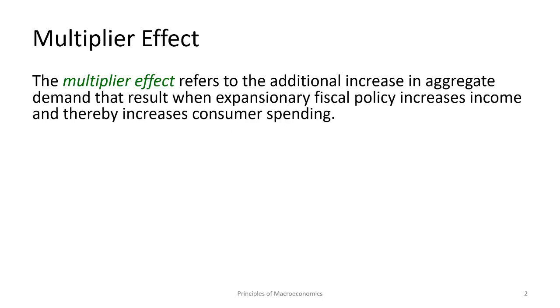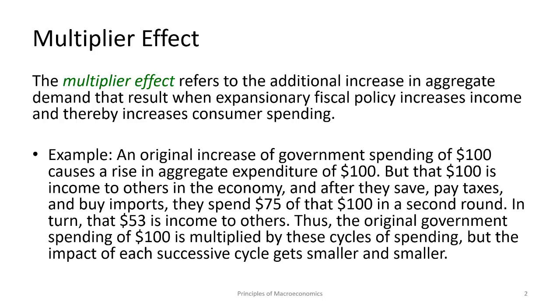The multiplier effect refers to the additional increase in aggregate demand that results when expansion fiscal policy increases income and thereby increases consumer spending. Now, perhaps it will become much clearer if we do an example. And here is an example of a multiplier effect. So an original increase in government spending of say $100 causes a rise in aggregate expenditure of $100 because as G increases, AD increases. If G increases by $100, AD increases by $100.